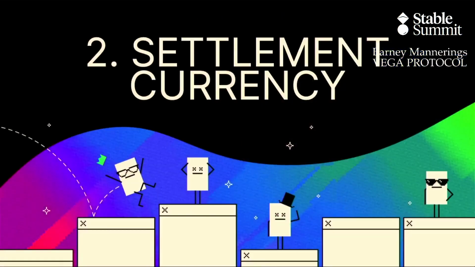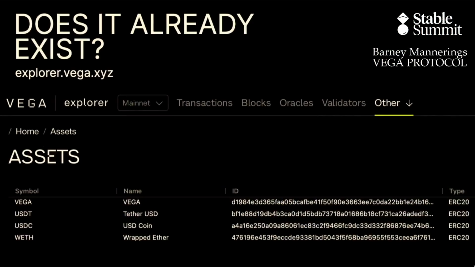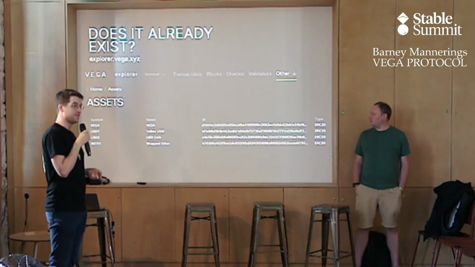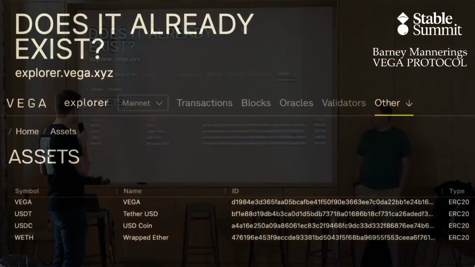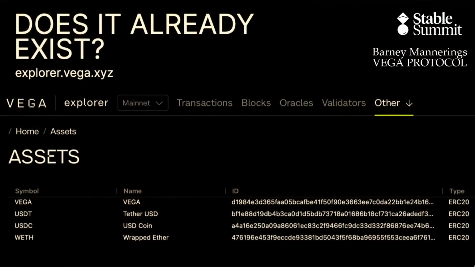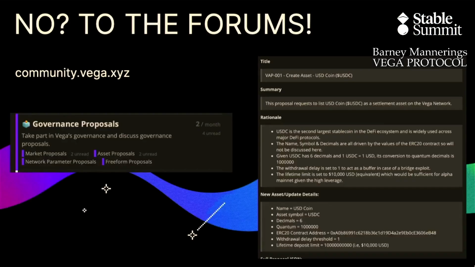So now that you've got your idea, you need to move on to your first discussion. As I say, check if it already exists. If it does, and you're lucky enough, then you can skip this step. To do that, you go up here to explorer.vega.xyz. You can check this other tab, assets, and you'll see a nice list of what assets already exist on Vega. If it's there, you're golden. If not, you're going to have to go on to a proposal.